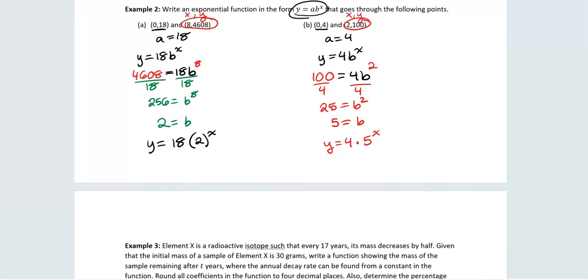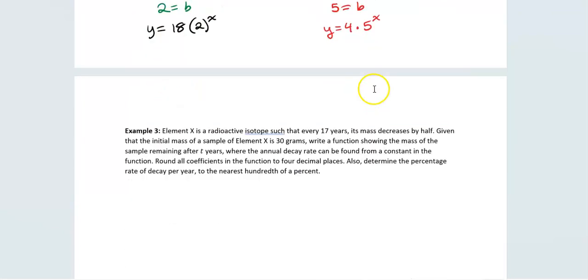Now, you should notice in the problem on the right, where we have this right here, I put 4 times 5 to the x. Here I put 18, and then in parentheses 2 to the x. Those are two different ways to write the exact same thing. Just keep in mind, you will never put 18 and 2 together. You will never put 4 and 5 together because those are not like terms. 5 here is being raised to the x, not 4, so you can't put them together.